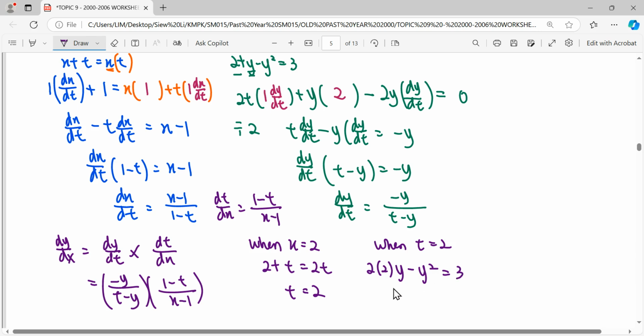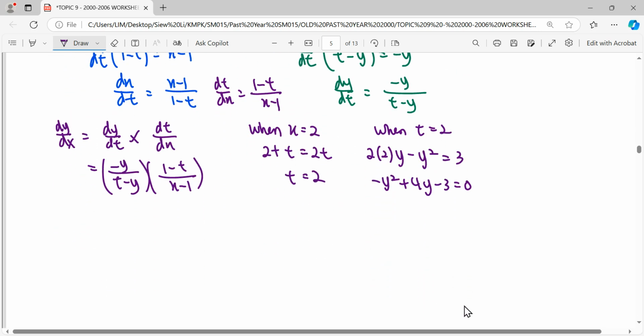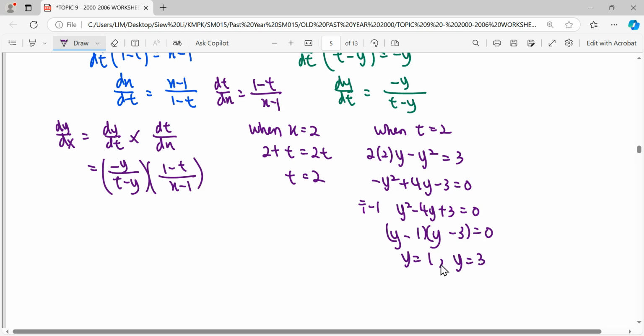So we get a quadratic here: negative y squared plus 4y minus 3. As we have a negative quadratic, we need to remove the negative before we use the calculator to factorize. So y will equal 1, y will equal 3. So we have two sets of answers.